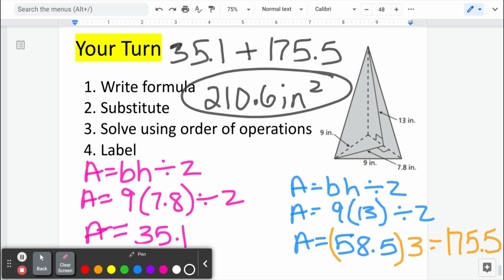Did you find the area of the bottom triangle? Our base is 9 and our height is 7.8. What about the area of our 3 side triangles? The base is 9 and the height is 13. And then did you add them all together and label your final answer? Our main focus will be on square pyramids, but it is important that you can find the area of a triangular pyramid as well.